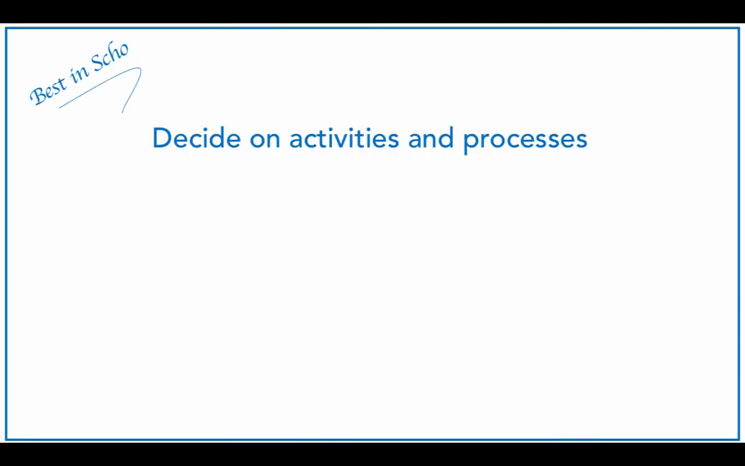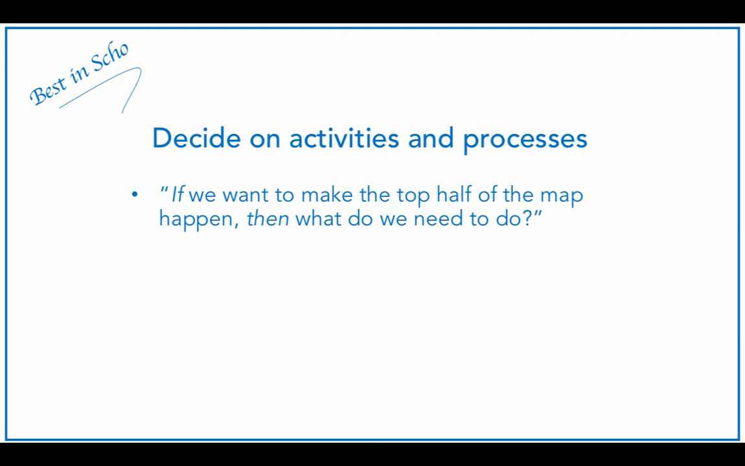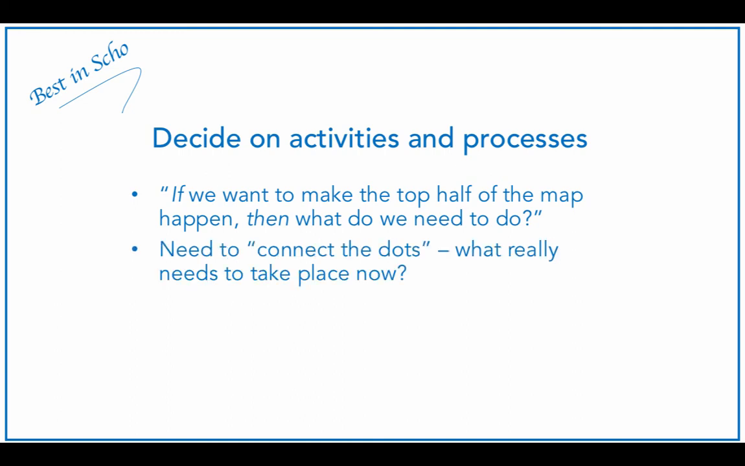This brings us to step 5, decide on activities and processes. Here is where we ask, if we want to make the top half of the strategy map happen, then what do we need to do? This cause and effect approach helps us to connect the dots. What really needs to take place now? Mastering this important step is what separates winners from the competition pack.